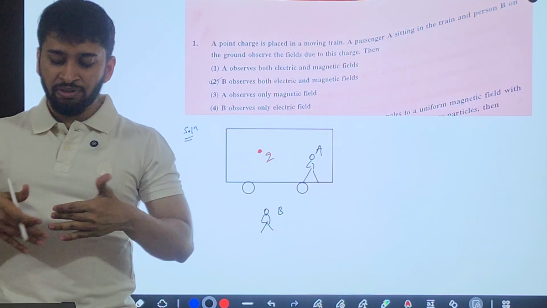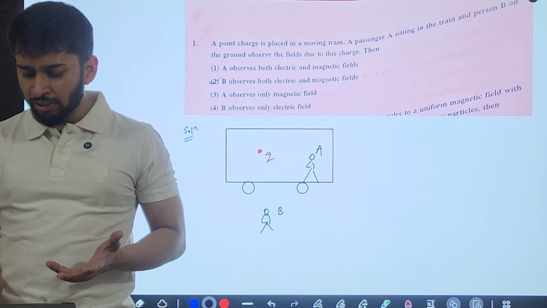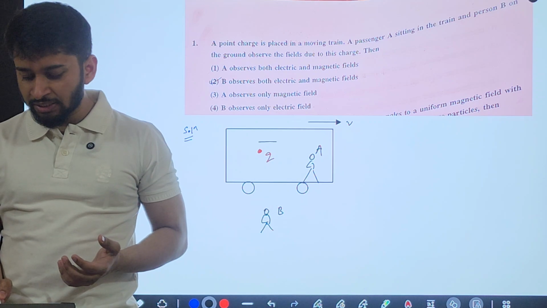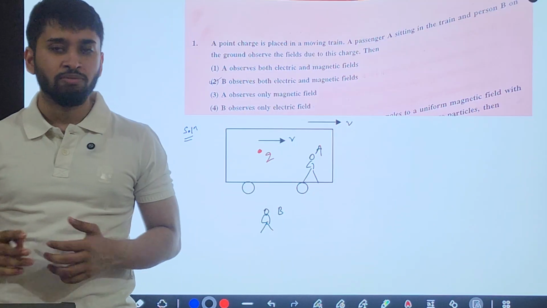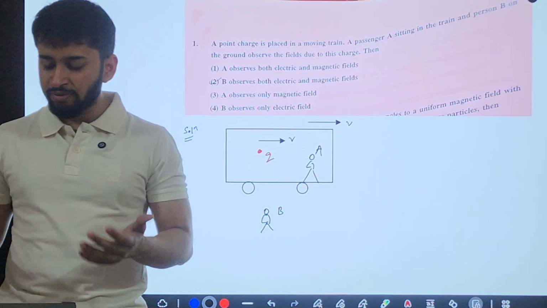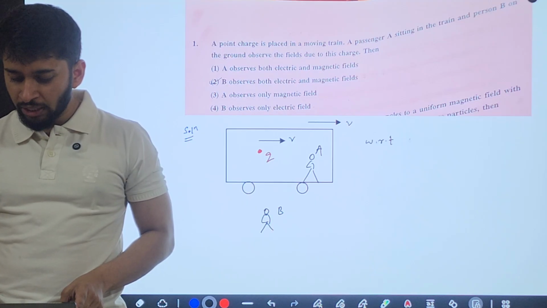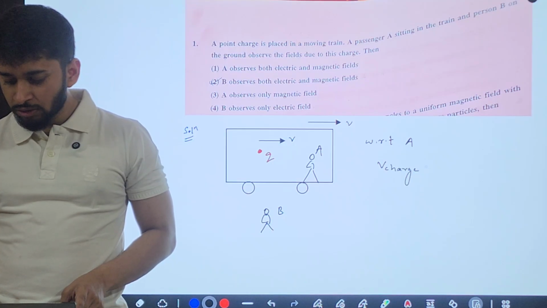So we have to see which option is correct. So see what is happening. The simple thing is, even if the train is moving with certain speed v, then the charge, since it is simply placed in a moving train, it will also have the same speed as that of the train. So with respect to A, velocity of charge will be 0. Why will it be 0?